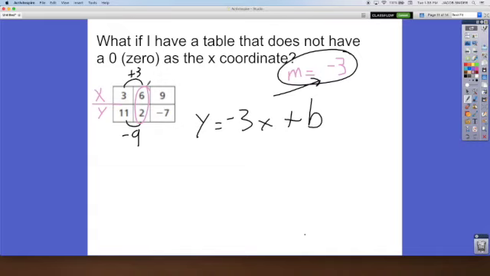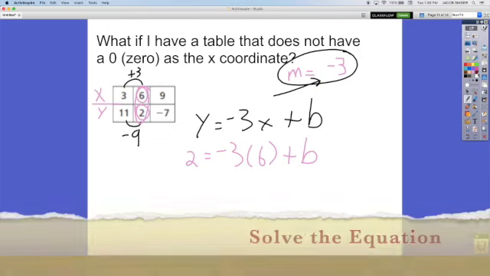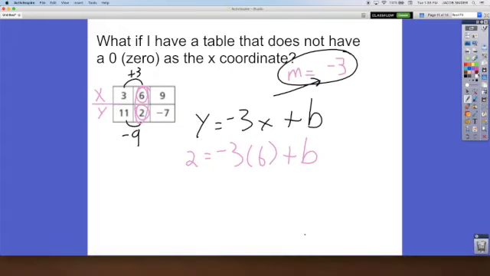So watch what happens. My y-coordinate is 2 equals negative 3, keep that, times x, which is 6. Now, why do I want to do that? I want to do that because then I only have one letter in my problem, and if I only have one letter, I can solve it for that one letter, and it makes my life a lot easier. You ready? This is just a little two-step equation. 2 equals negative 3 times 6, which is negative 18, plus b.